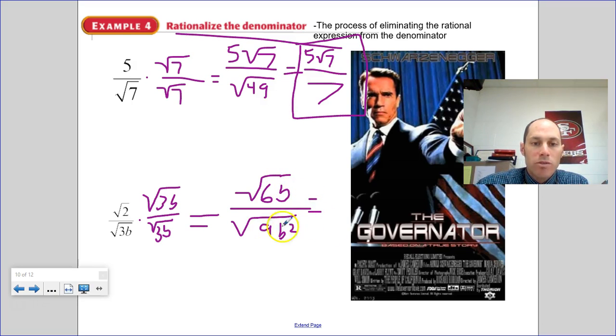Square root of 9b squared. Square root of 9 is 3. Square root of b squared is b. So 3b. And we still have square root of 6b since there's nothing we can factor out of that. So square root of 6b over 3b. It's easier to work with now because we don't have any irrational number in the denominator.